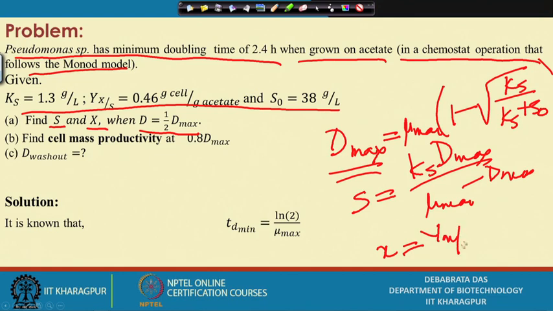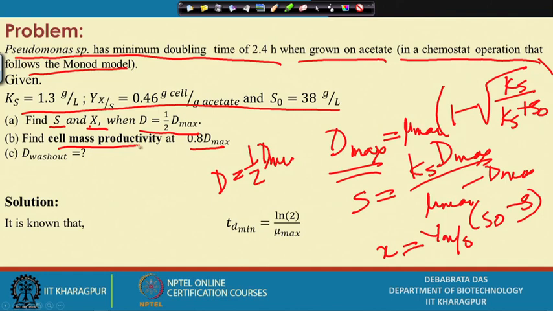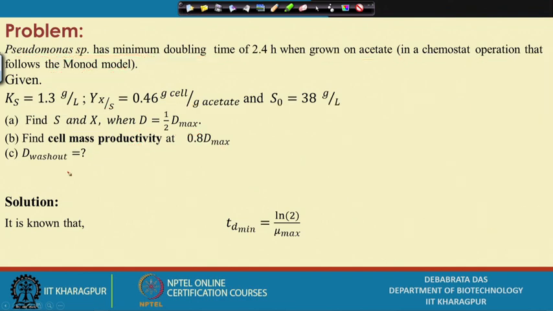Y x by s into s 0 minus s. So we can find out the x and s values at D max. When D is equal to half of D max, you can also find the value of s and x. Once you know that, we can find out the value of 0.8 D max. Then you can find the cell mass productivity. What is the cell mass productivity? D into x. And what is the cell washout?